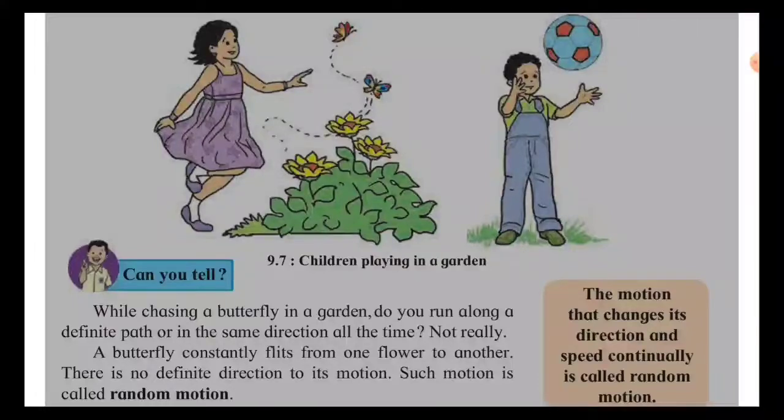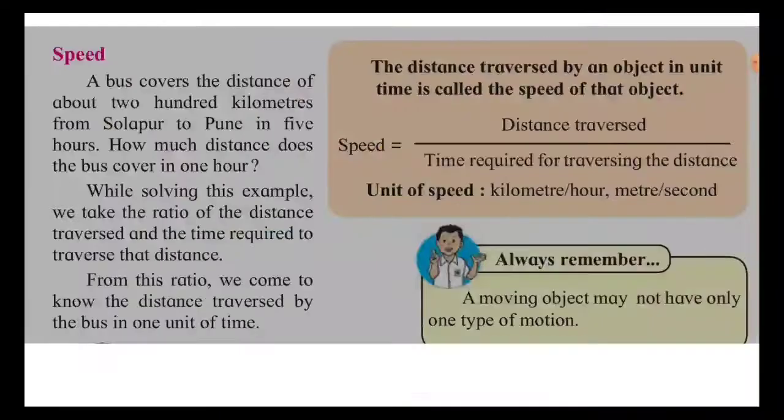This is a very good example, the example of a butterfly. You all must have seen a butterfly. The butterfly that flies in air, they just fly in any direction they want. They do not have any fixed path. That is known as random motion. So there is no definite direction to its motion. When there is no definite direction to the motion, that motion is known as random motion. This is the definition. You have to write this in your book.